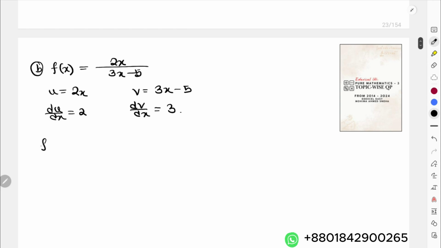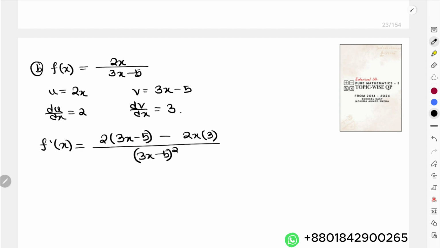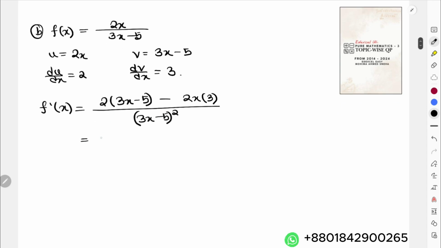Now if you introduce this into the quotient rule equation, you have v with du by dx, so you get 2 times (3x minus 5), and minus u with dv by dx, so 2x times 3, divided by v squared, (3x minus 5) whole squared. If you simplify this, it becomes how much?